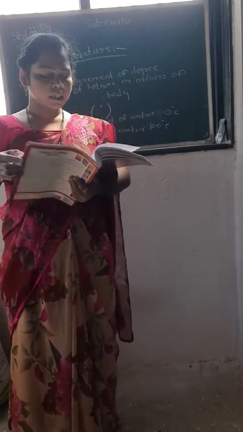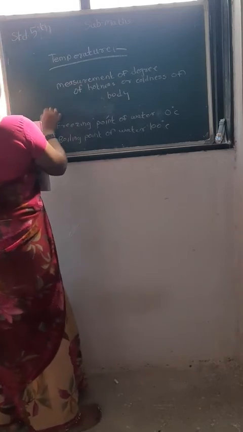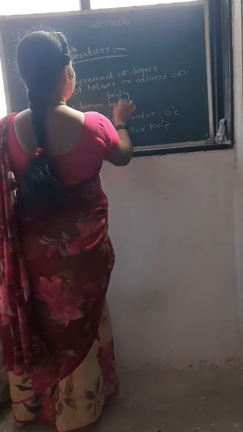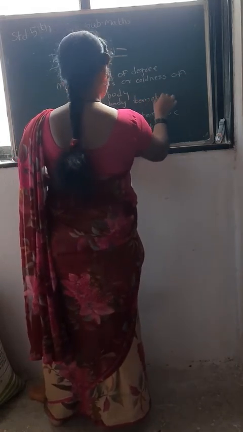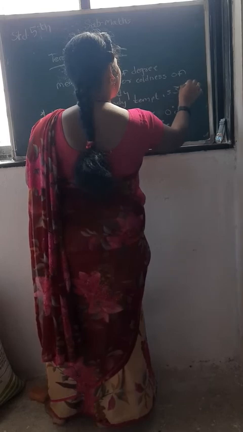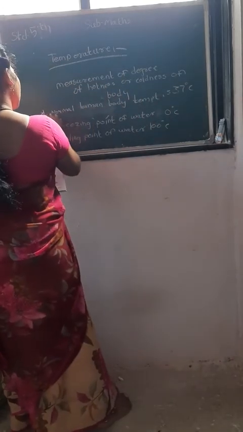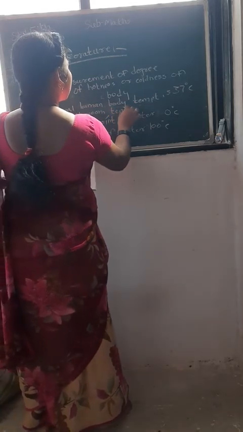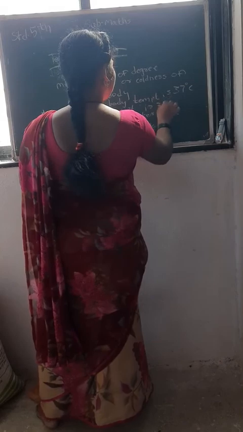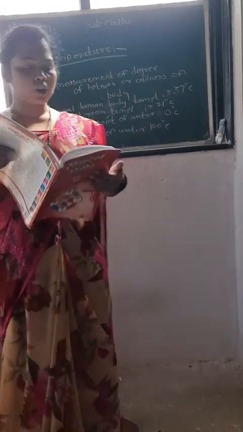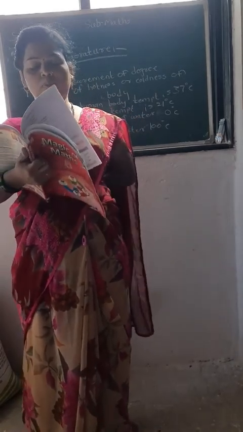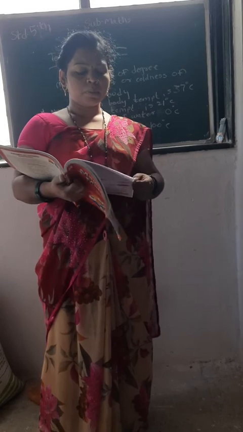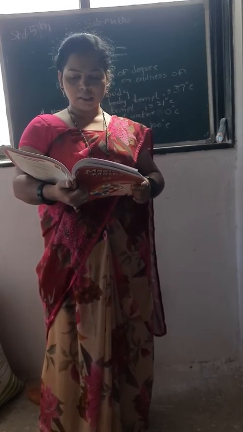Normal human body temperature is 37 degrees Celsius. Normal room temperature is 21 degrees Celsius. We have given: the freezing point of water is 0 degree Celsius, the boiling point of water is 100 degrees Celsius, normal human body temperature is 37 degrees Celsius, and normal room temperature is 21 degrees Celsius.